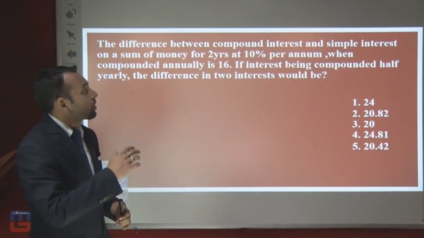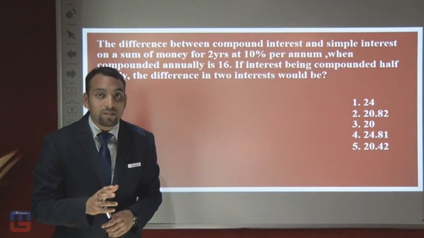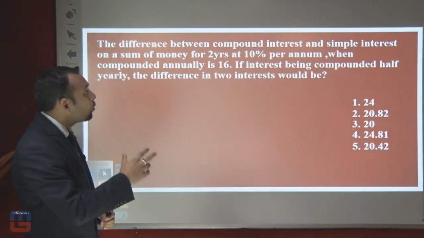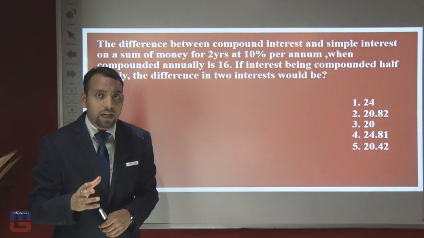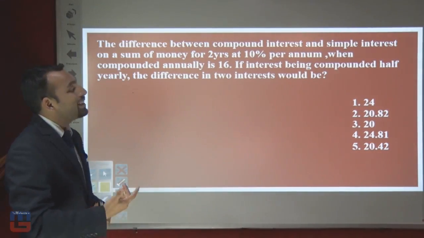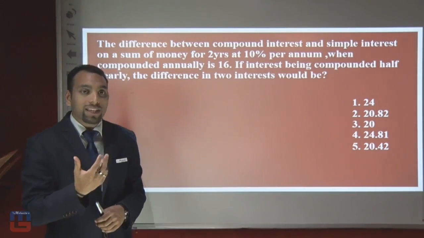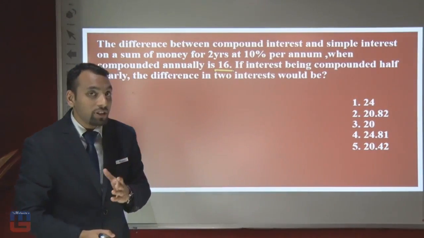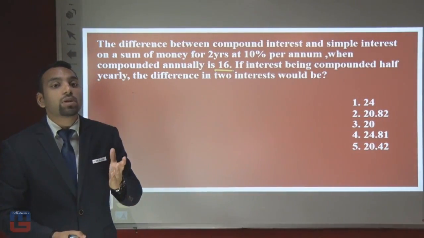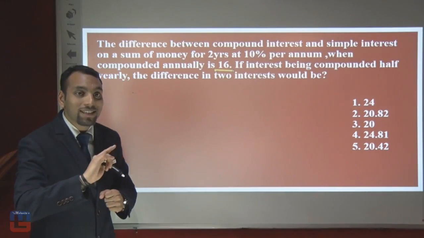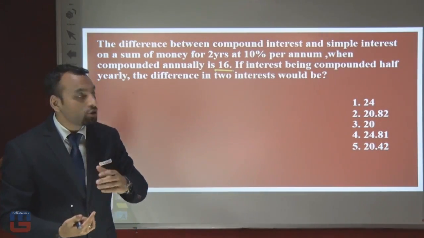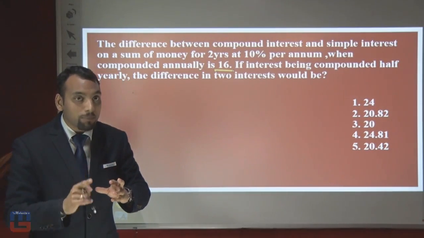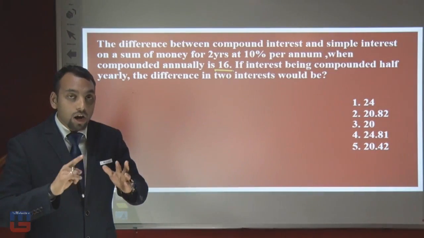Now see what the question is saying: the difference between compound interest and simple interest on a sum of money for 2 years at 10% per annum when compounded annually is 16. Which means if the interest is compounded annually, the difference is 16. If interest is compounded half yearly, the difference in two interests would be how much? You have to find the difference of interest if interest is compounded half yearly. Now how will we calculate?